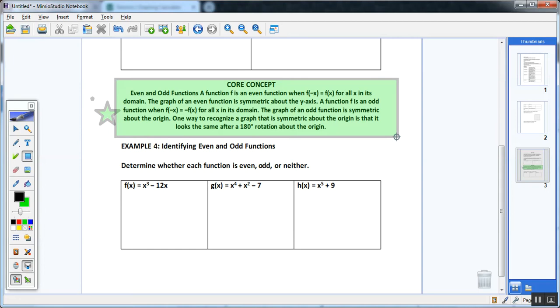Even and odd functions. A function f is an even function when f of negative x equals f of x for all x in its domain. The graph of an even function is symmetric about the y-axis. A function f is an odd function when f of negative x equals negative f of x for all x in its domain. The graph of an odd function is symmetric about the origin. One way to recognize a graph that is symmetric about the origin is that it looks the same after a 180-degree rotation about the origin. Okay. So, identifying odd and even functions.